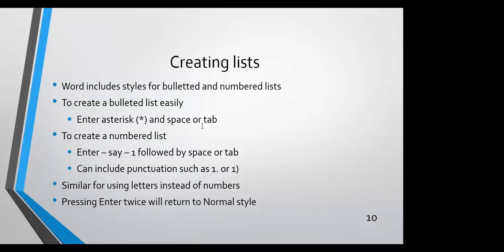Creating lists. As you might expect, we use specific styles for lists, but Word makes it quite easy for you. So to create a bulleted list easily, just press the asterisk key followed by a tab, or perhaps the space bar, but tab's probably safer. Write your first item, press enter, and the next bulleted item will appear.